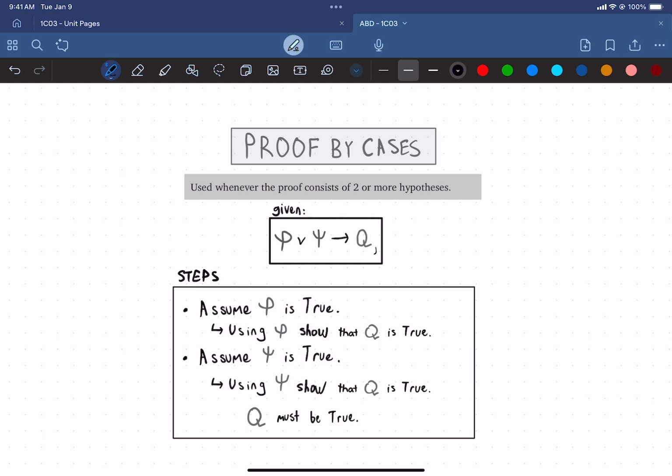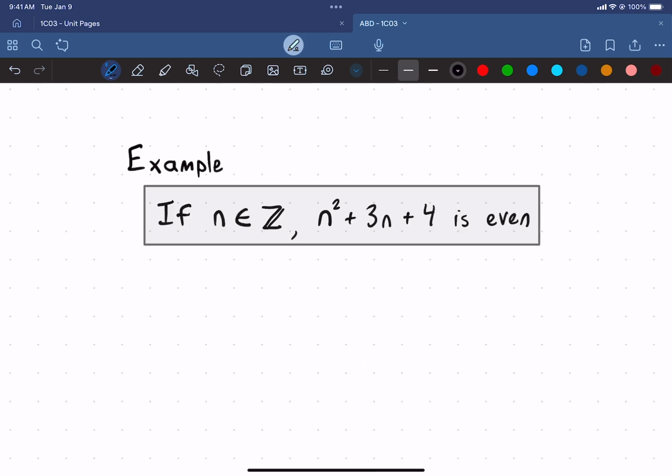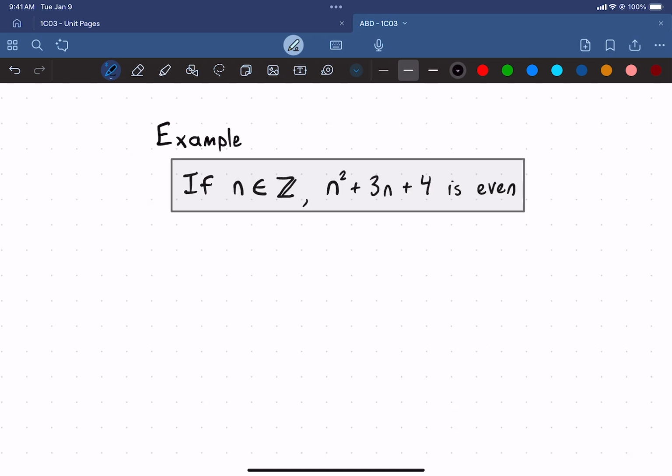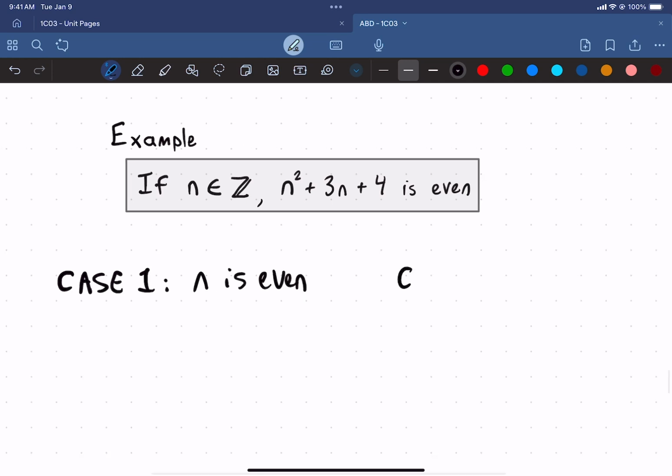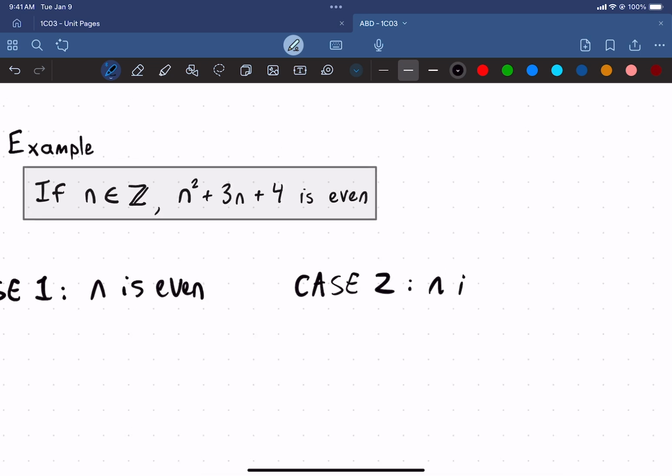Okay, so let's go through an example. If n is an integer, then n squared plus 3n plus 4 is even. We can see already that it's starting to talk about even and odd numbers. If n is an integer, it's not saying whether n is odd or even. So we need to show that for all instances that this is true. So we can say that case 1 is when n is even, and case 2 is when n is odd.